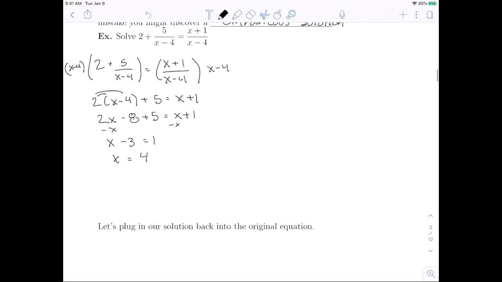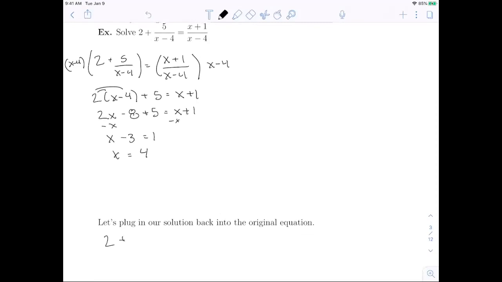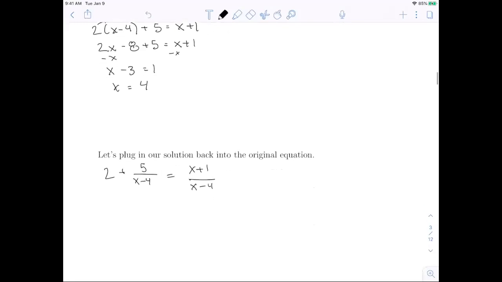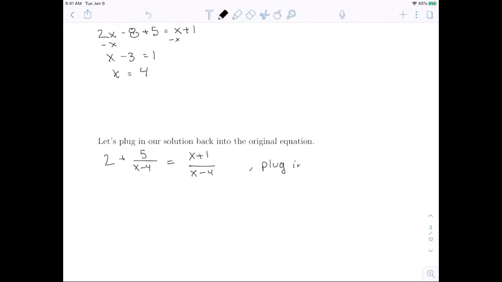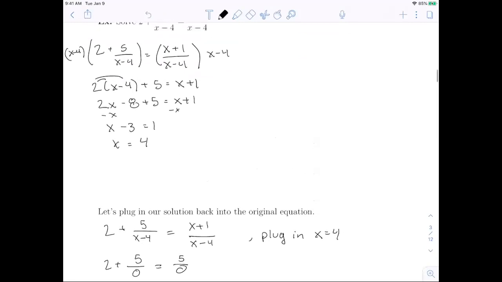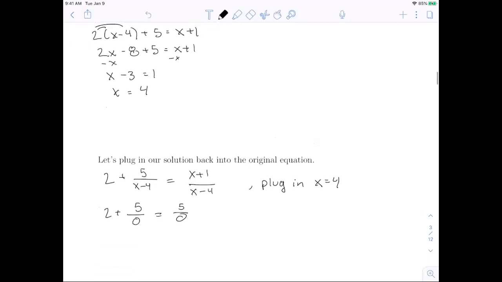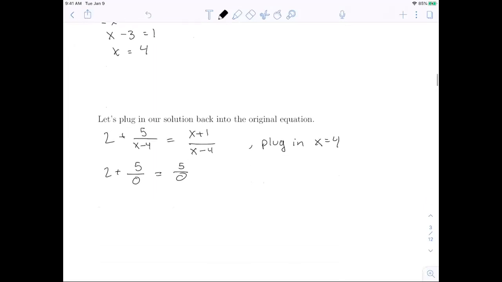But if I go back to my original problem, which was 2 plus 5 over x minus 4 equals x plus 1 over x minus 4, and I plug in, I get 2 plus 5 divided by 0 equals 5 divided by 0. I can't divide by 0. Remember how we said we could multiply each side by something that is non-zero? When I got the solution x equals 4, it invalidated this multiplication by x minus 4 because I was essentially multiplying each side by 0, which I can't do. The only solution I got, if I plug it in, I get something that doesn't work. So we say that there is no real solution.